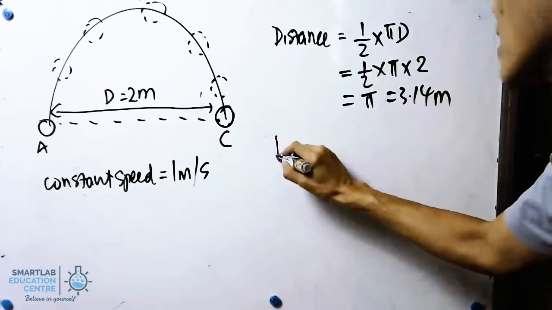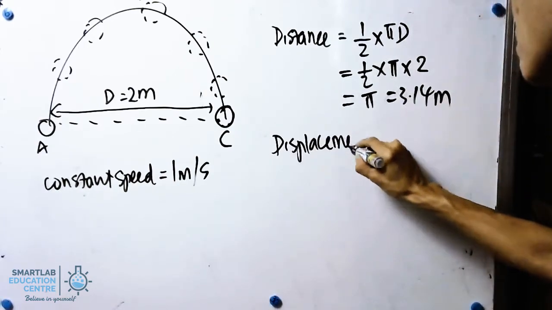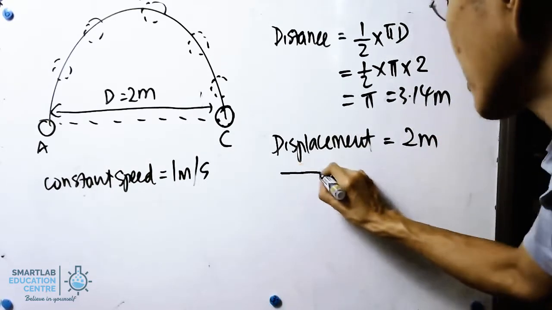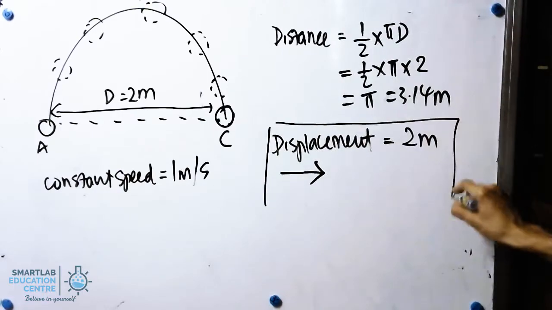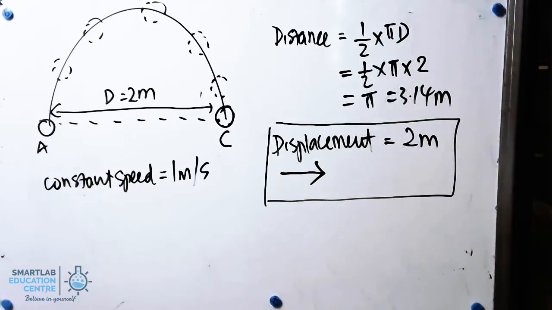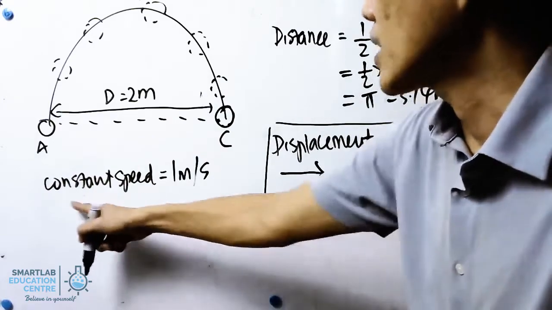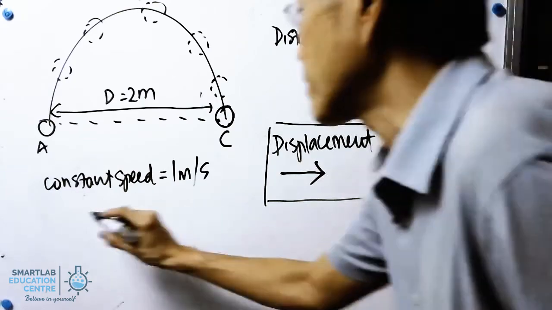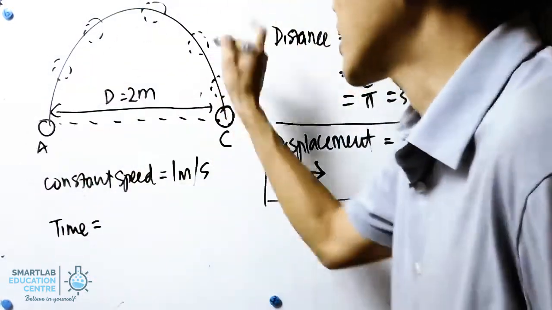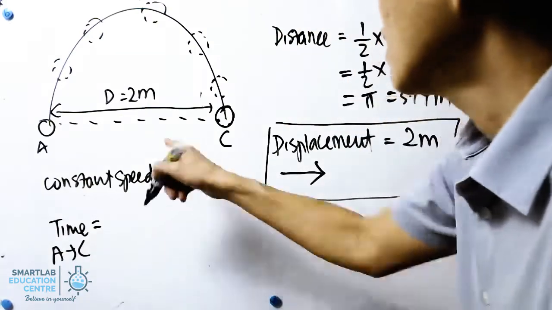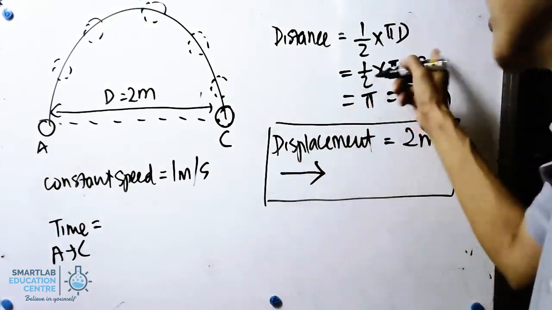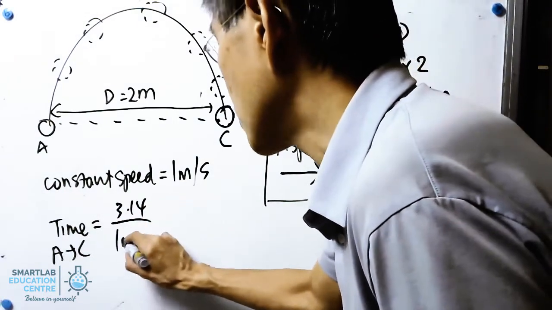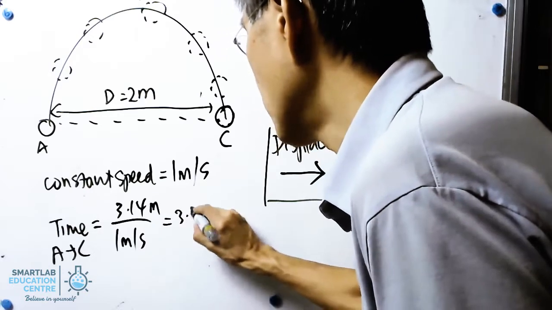Okay. Then as far as displacement is concerned, displacement in this case will just be 2 meters, but more importantly, we can say the direction is in this direction. So a displacement has a direction component. And as far as the speed, which they mentioned is 1 meter per second, we could now work out the time it takes. So the time it takes for us to get from A to C would be the distance, which is 3.14, divided by the speed, which is 1 meter per second. That would be 3.14.